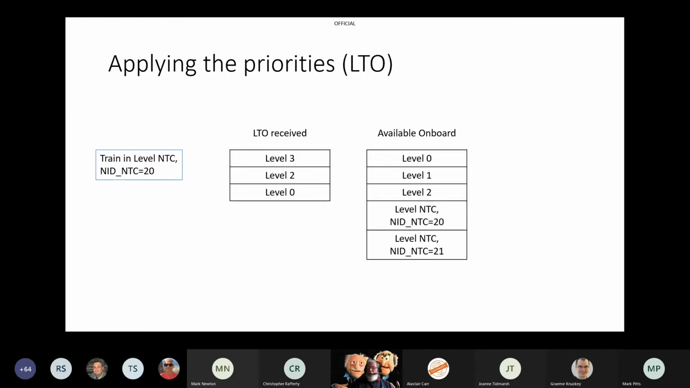The train is also aware what levels are available in the onboard. And here they're listed: level 0, level 1, because they're always available, level 2, because the train has got an active data modem, level NTC, NID_NTC 20, which is TPWS, and also a special level NTC, NID_NTC 21, which is also using the TPWS Class B system, but is specifically for drivers who have not yet been passed as competent to operate in ETCS. We'll come to see how that is used in a minute or two.